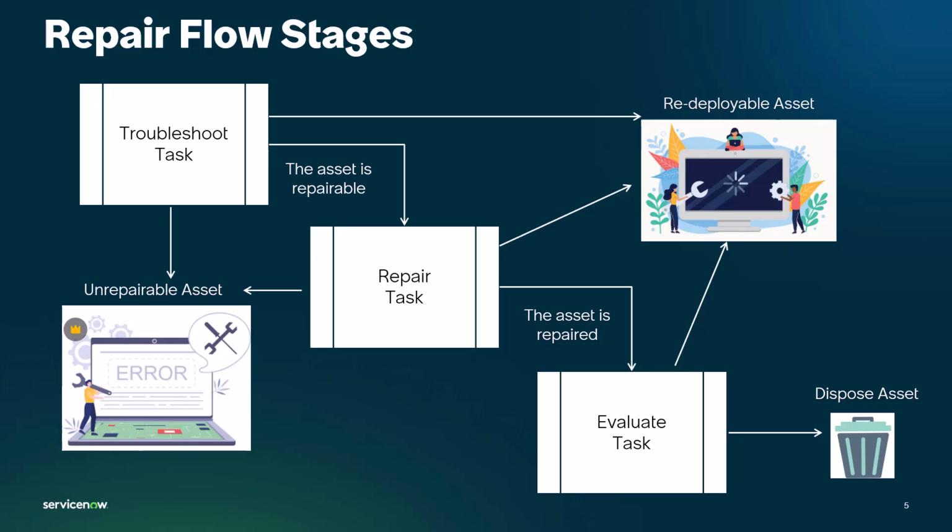so the appropriate actions can be taken. If the technician thinks that the asset can be repaired, they will select that in the repair task, the troubleshoot task, which will trigger the repair task. And that's where the technician goes and actually repairs the asset.